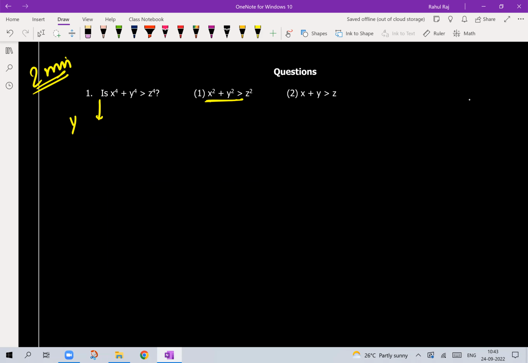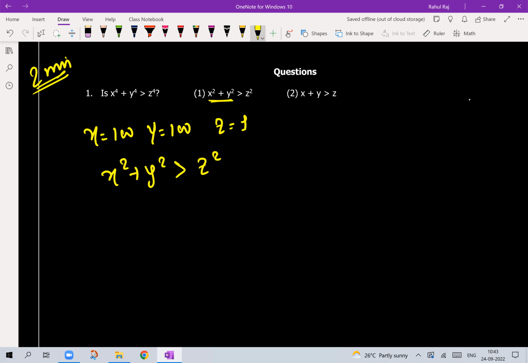So what we need to do here is we need to 100% take a number. If we try and do it algebraically, it will get much more complicated. Why? Just because there is no relation given between any variables over here. So imagine if I take x is equal to 100, y is equal to 100, and z is equal to 1. For all these numbers, can I say statement number 1 suffices? For all these numbers, x square plus y square will be surely greater than z square, right? Anyone, any doubt?